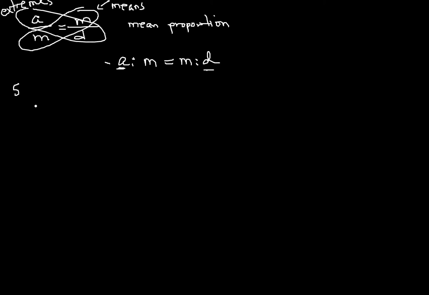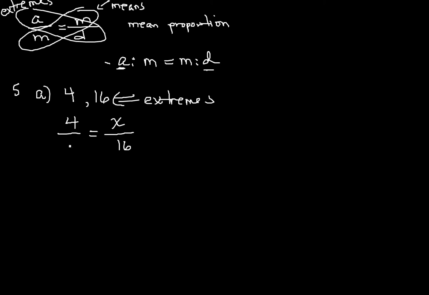So they're going to give you the first one. A is 4 and 16. They're giving you the extremes. You have to find the means. So they said to use the mean proportion. That means you're going to do two fractions, set them equal to each other. These guys here are the extremes, so you put them in their extreme spots. And then you just put an x to represent the means. You just do a little cross multiplication, so you get x squared equals 64. Square root of 64 is 8. And we're only going to do the positive square root for those.